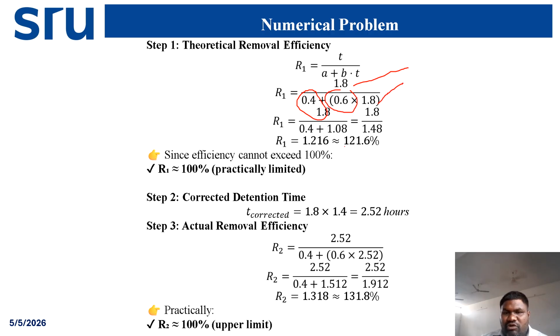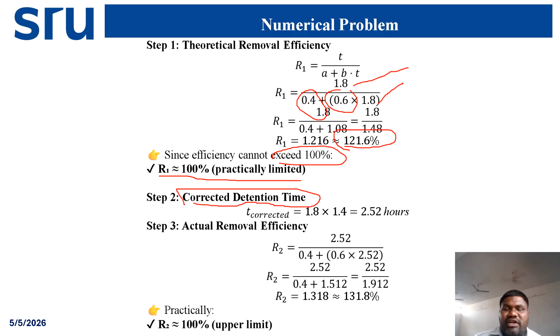It is coming around 121.6 percentage. Since efficiency cannot be more than 100 percentage, here we are considering efficiency as 100 percentage. From 121 to 100, the maximum is 100% practically, so we are limited to 100 percentage. Next step will be to go for the detention time correction.